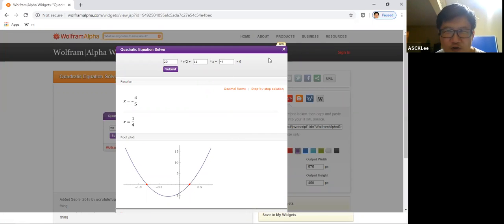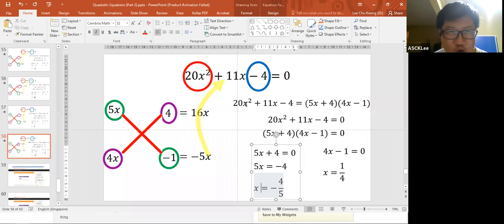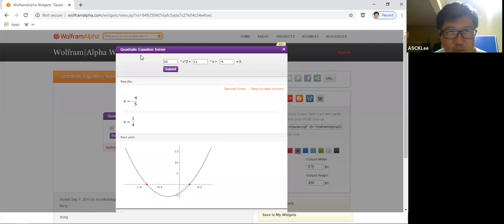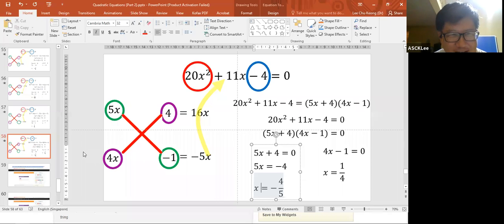Now, one thing I've got to tell you again, don't use this to solve all your school questions. Use this just to check, because you don't have this in your exam hall. When you're in the exam, you don't have the Wolfram quadratic equation solver, unfortunately. So use it only to check.